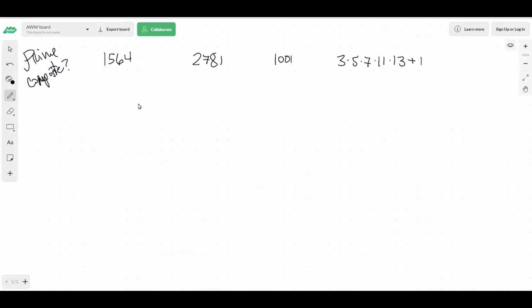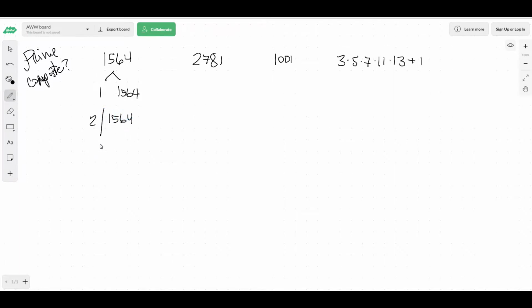And so I'm just going to go through and figure out if each number has something else besides 1, because I know we have 1 in 1564. But I want to know, are there any other divisors, any other factors? And looking at this, I already know, based on my divisibility rules, that 2 divides 1564.